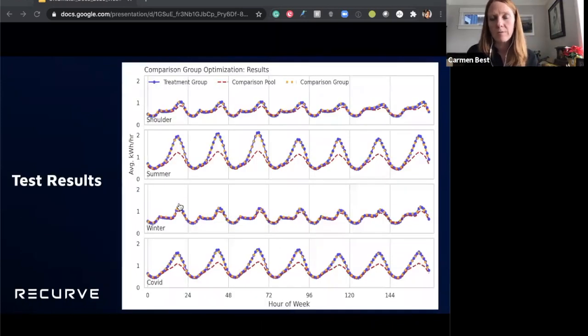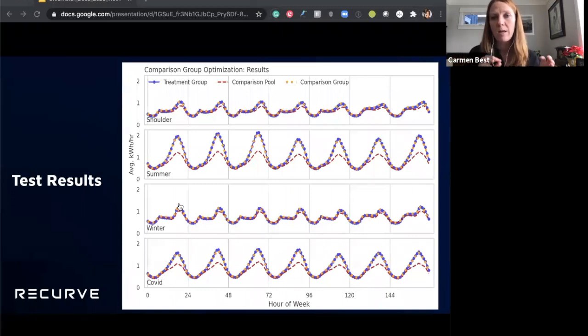Now, the other dimension of comparison, of course, is seasonality. So on this graphic with the test results, you can see that that top shoulder and the third down, which represent winter seasons, have a really tight match in all three groups. They look like nice little snakes running across the screen. But when you look at summer and the COVID season, which is the bottom line, you can see a lot greater variability between the treatment and the comparison pool. But you can see that the comparison group and the treatment group are still very tightly aligned.